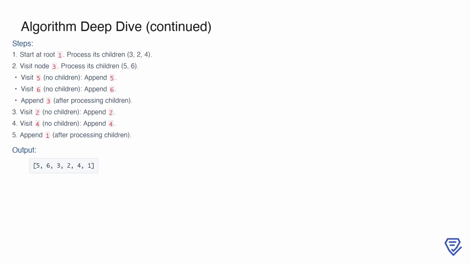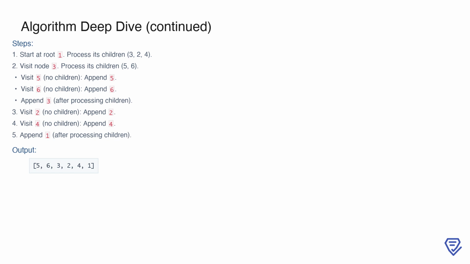Let's walk through an example to solidify our understanding. Consider the input tree where the root node is 1, and it has 3 children, 3, 2, and 4. Node 3 itself has 2 children, 5 and 6. The traversal starts at the root 1, and we process its children one by one. First, we visit node 3 and process its children.